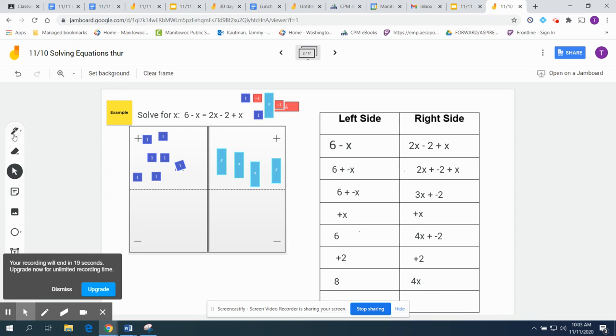And last thing I need to do is divide both sides by 4. So I'm going to divide this by 4, and I'm going to divide this by 4. And I get x is equal to 2. So there's one solution, one value that makes that true, and that would be x is equal to 2.